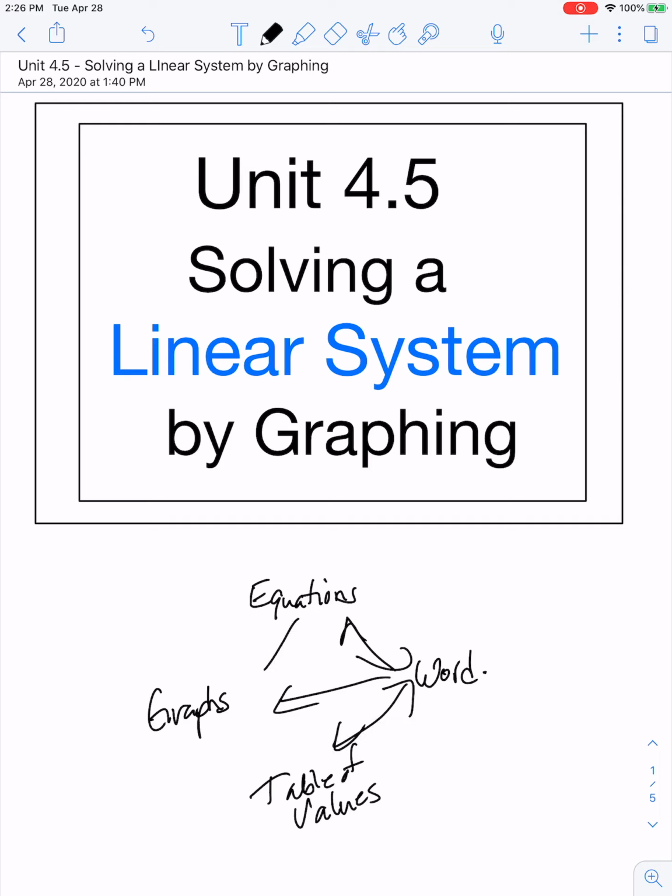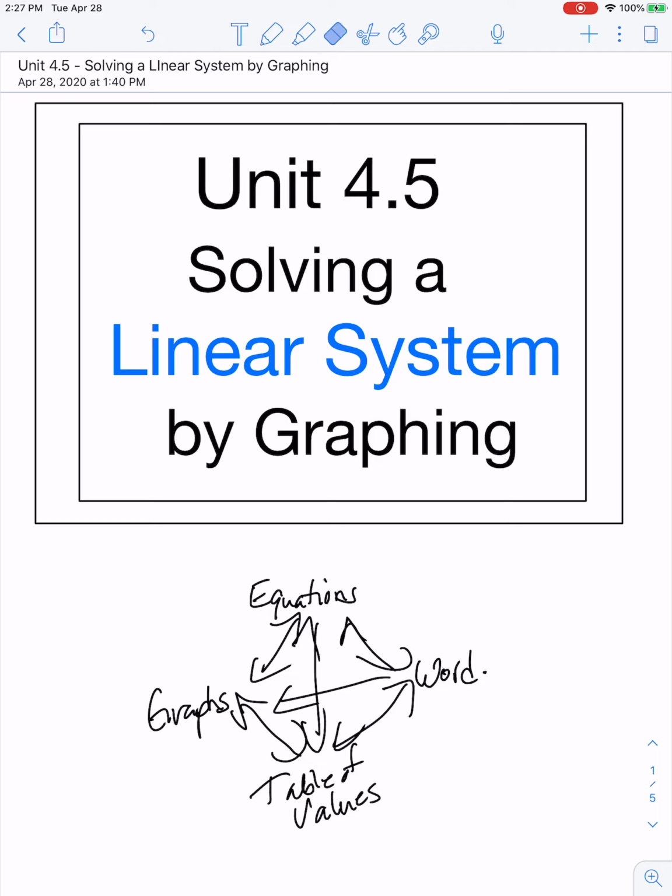So arrows going in all directions. We should be able to go from any representation to any other representation. And we do this so that we can solve problems. And so that's what we're going to look at today, is solving what's called a linear system.